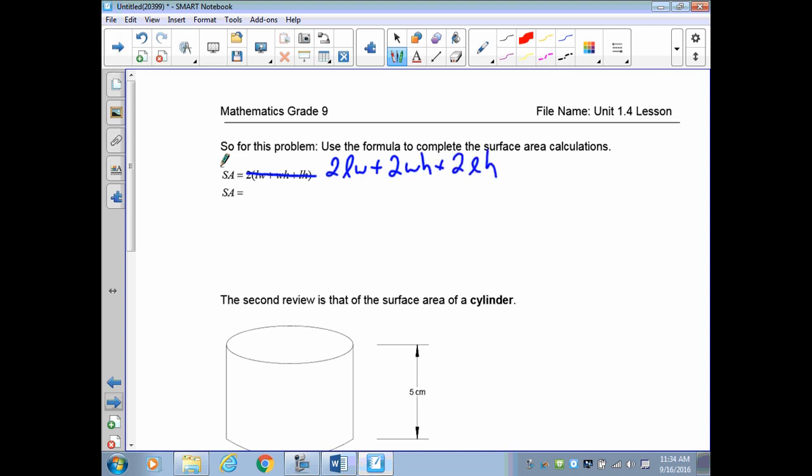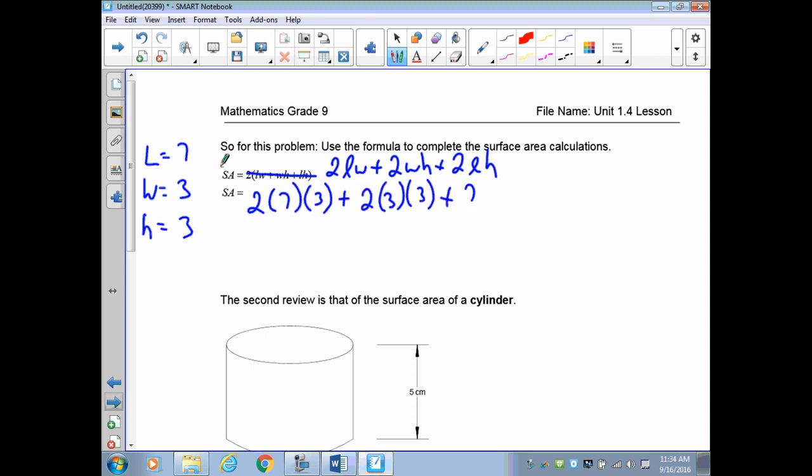So put this information in. We know that our length was equal to 7, our width was equal to 3, and our height was equal to 3. So my surface area is going to be 2 times 7 times 3, plus 2 times 3 times 3, plus 2 times 7 times 3. I'm simply taking these values and substituting them into the proper location on my formula. Taking your calculator, put it all in as one big long line and do the calculation, and you'll find that the surface area for the box in question is 102 centimeters squared.